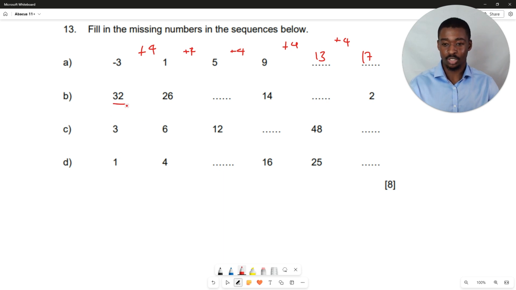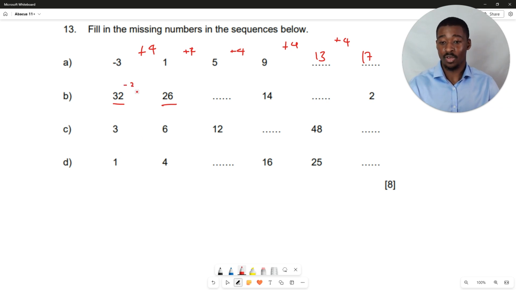Part B, 32 to 26. What's going on here? Well, to go from 32 to 26, what are we subtracting by? Well, going from 32 to 30 is minusing 2, or subtracting 2.